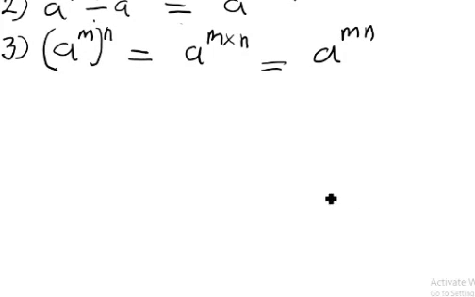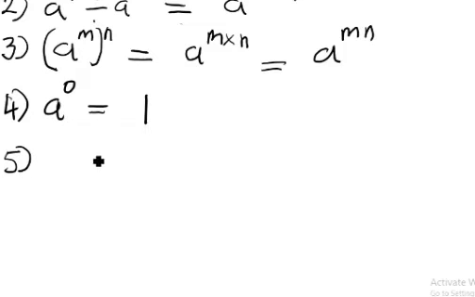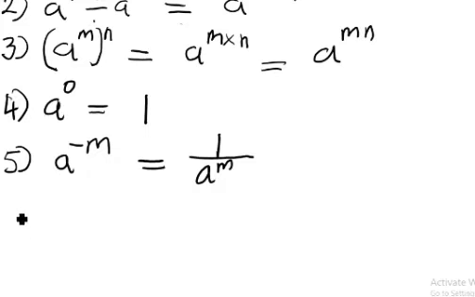The fourth one, you can arrange it any way you like. A raised to power 0 is equal to 1. That is, anything raised to power 0 is equal to 1. The fifth one: a raised to power minus m is equal to 1 over a raised to power m.